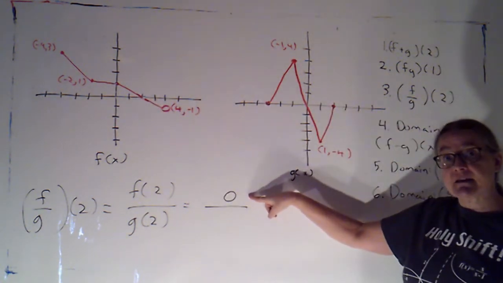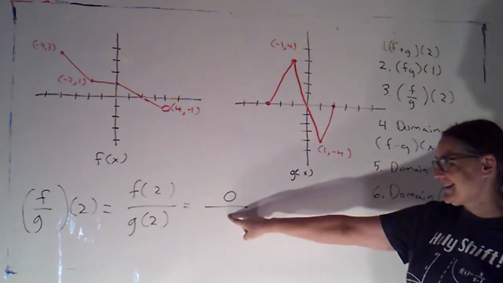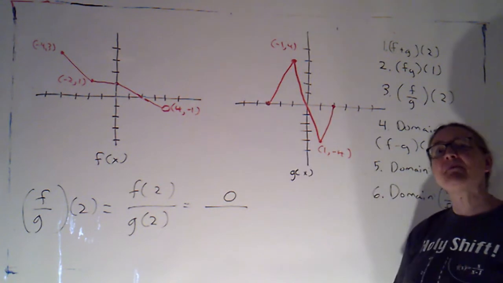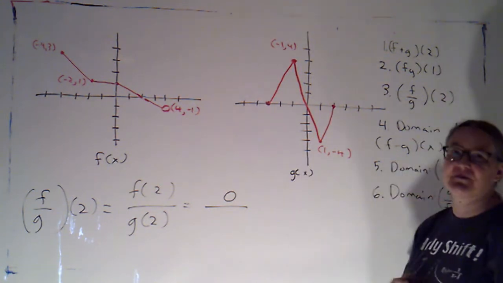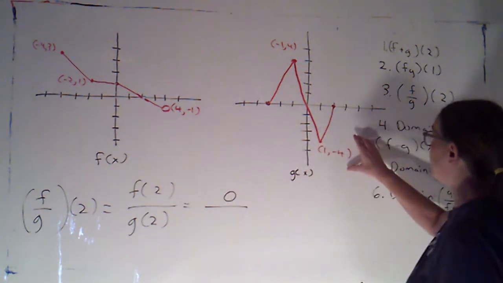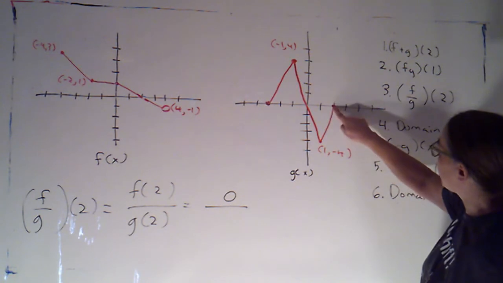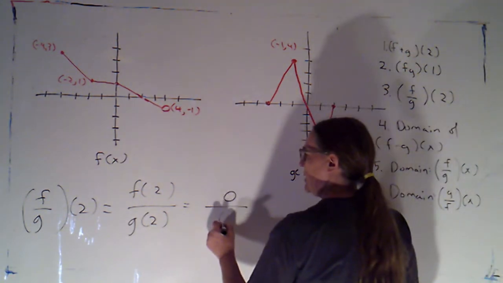Now right there, that tells me that this answer is going to be 0 if this isn't 0. Anytime I've got 0 on top of a fraction, as long as the bottom isn't 0, that gives me 0. But I do need to double check that it's defined. So I'm going to look over here on the graph of g. Here's where x is 2, and my y value is 0.